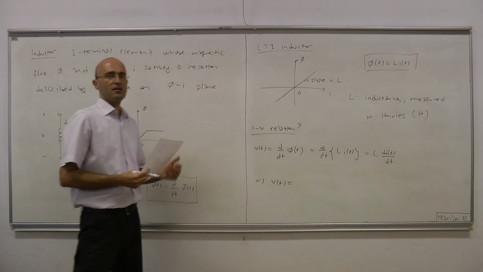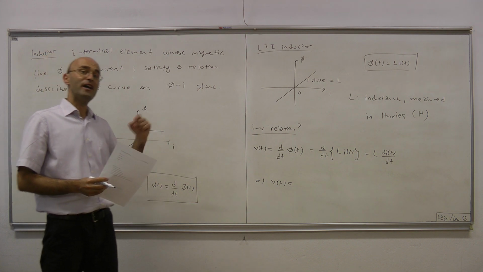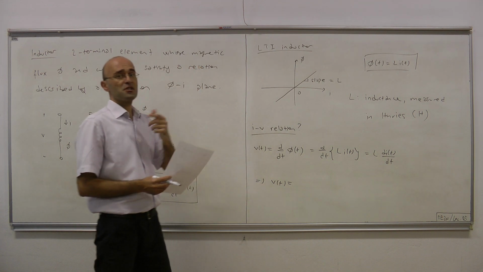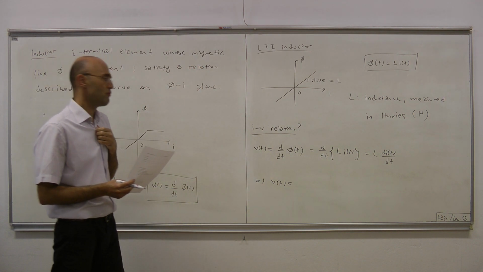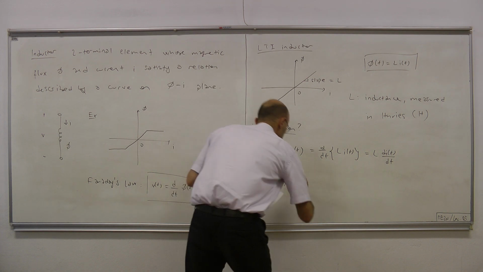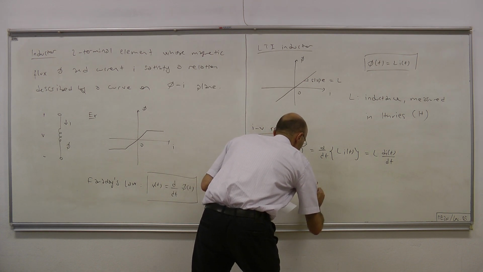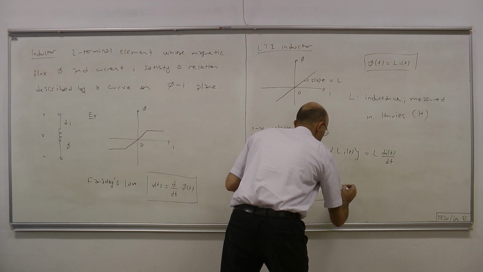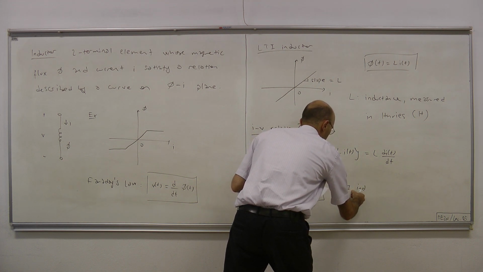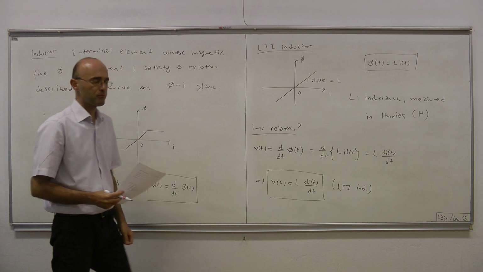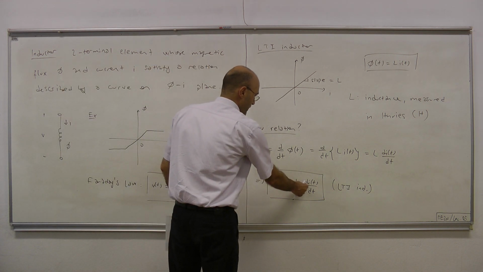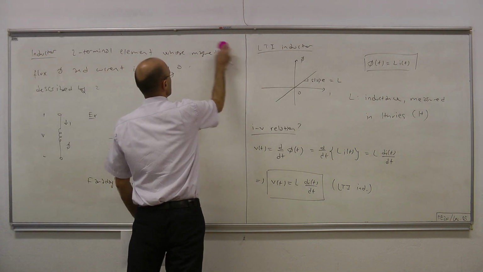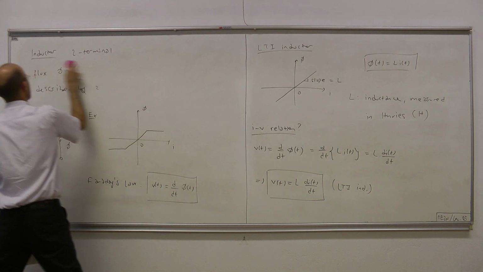Therefore, for an LTI inductor, voltage is proportional to the rate of change of current. Similarly, for the capacitor, current was proportional to the rate of change of voltage. V(t) equals L dI(t) over dt. This is for the LTI inductor. Now, if you want to put the current on the left-hand side, the equation becomes an integral equation.